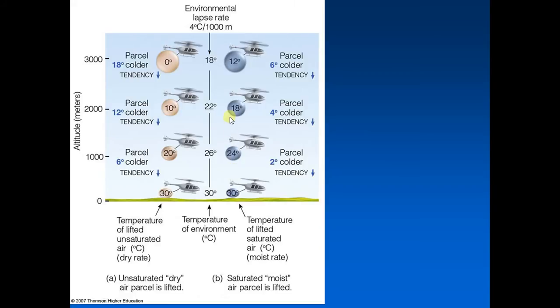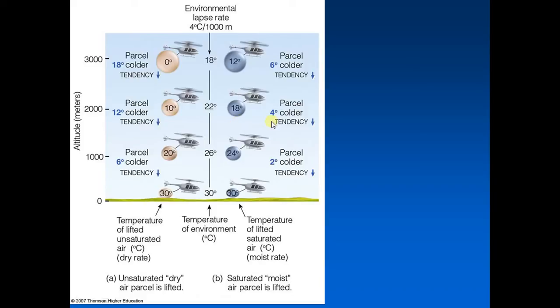So now, for every 1,000 meters the parcel ascends, it cools at the moist adiabatic lapse rate, 6 degrees Celsius per 1,000 meters. So a temperature of 30 degrees Celsius at 0 meters, 24 degrees Celsius at 1,000 meters, 18 degrees Celsius at 2,000 meters, 12 degrees Celsius at 3,000 meters. It's cooling more slowly. Notice it's still cooling with height, still expanding, but it's not cooling as fast as a dry parcel because of the release of latent heat.